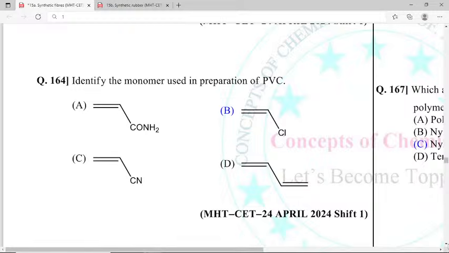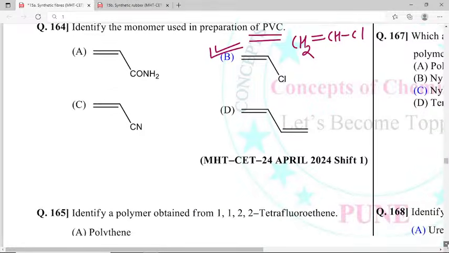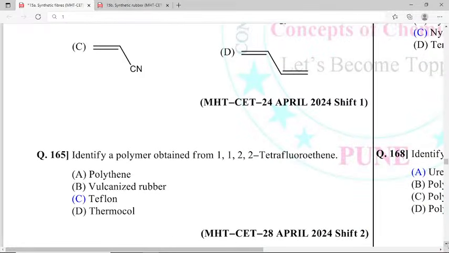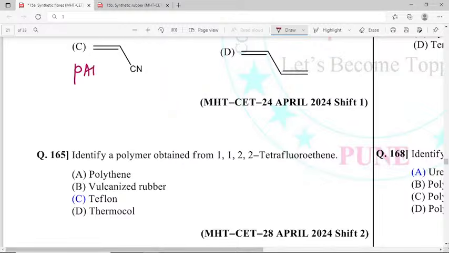Identify the monomer used to prepare PVC. PVC, polyvinyl chloride: CH2=CHCl. This is the zigzag line formula, and that's the condensed formula, CH2=CHCl. And this is for PAN also.